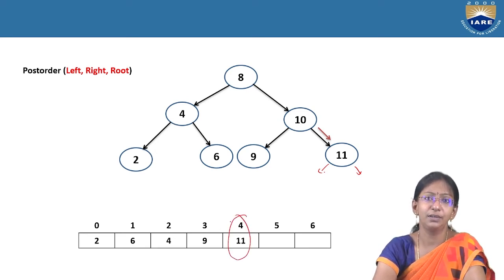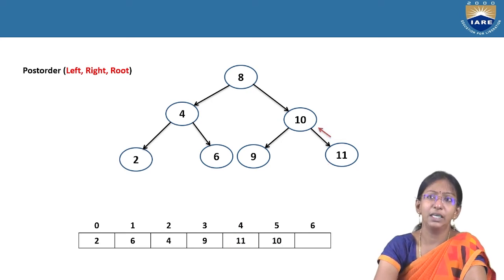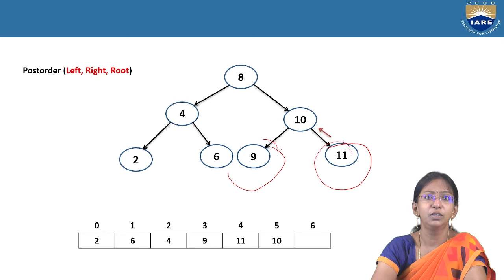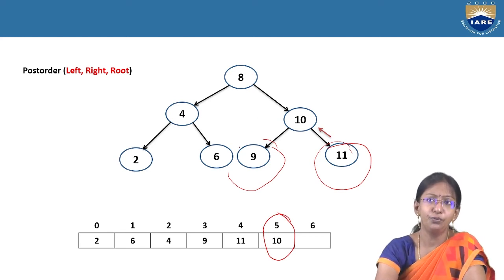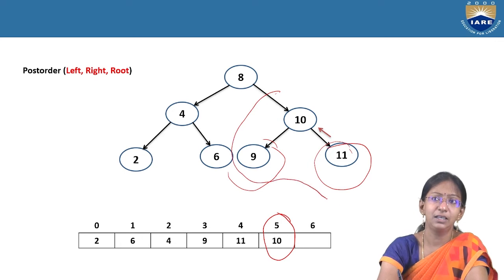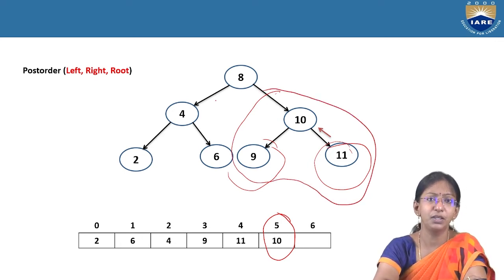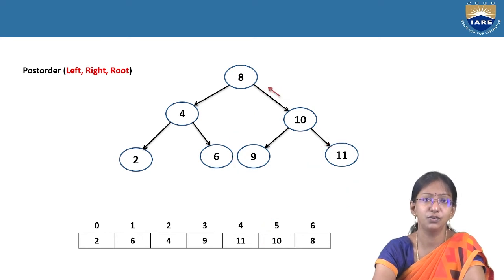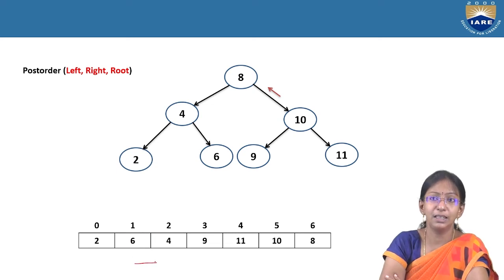Once you have stored 11, go back. So in view of the node 10, traveling in the left direction and right direction is done. Now the root can be stored. So I have stored the root value 10 in the array. Now in view of 8, traveling towards the right subtree is also done. Once it is done, we are left with the root node. What is the root node? 8. Just use it and store. So this is the order in which you are going to get the values.